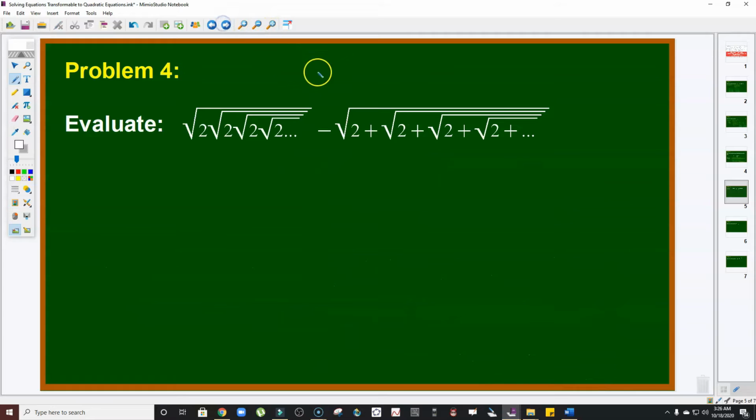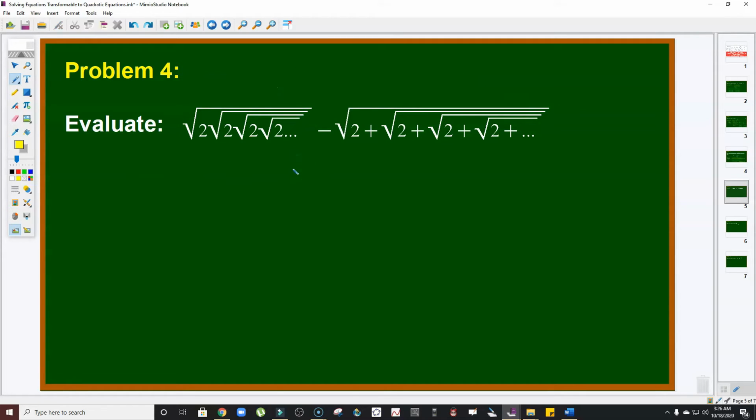Next, problem number 4. Ilang beses nyo nakita to, but this time, dinagdagan ko ng ganito. So now, evaluate square root of 2 times square root of 2 times square root of 2 times square root of 2 and so on. So this ellipsis means the process will continue. Same with this, square root of 2 plus square root of 2 plus square root of 2 ellipsis, same thing will happen. What I'm going to do is to let this equal a variable, let's say x. Ito, gawin kong y. Then solve it separately.